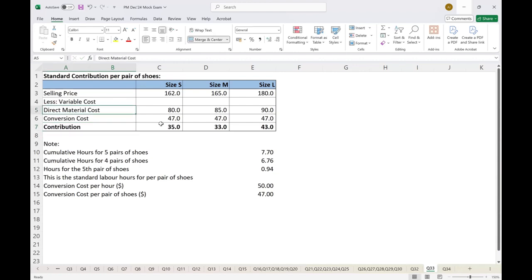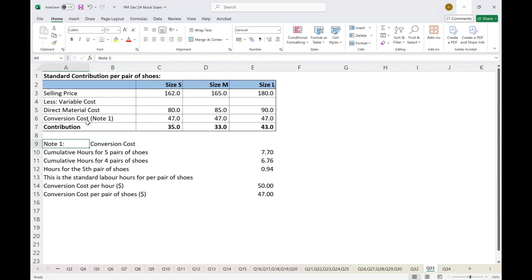So variable cost comprises of material cost and conversion cost. What is conversion cost? Conversion cost refers to labor cost plus the other direct expenses. Now, direct material cost was given to us as 80, 85 and 90. Now, conversion cost is what is tricky. So for that, we will do a note, and always specify this: if you're doing some calculation in a note, mention it like this, maybe note 1 if you have given a note number.